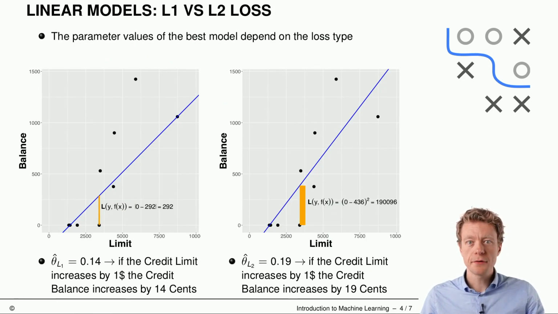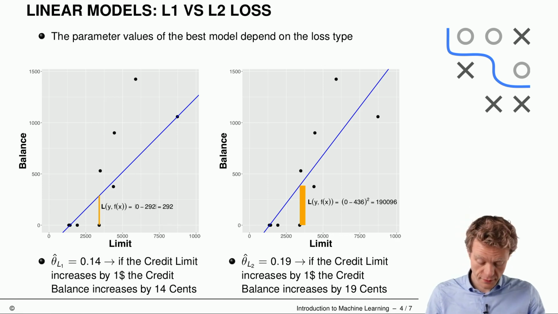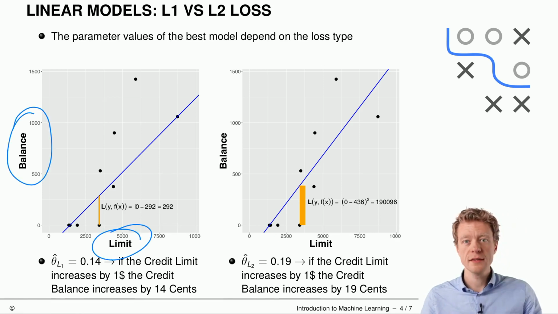Okay, let's have a further look into the differences of the L1 and L2 loss. Here we look at it from the angle of the model that we have learned with L1 and L2 loss. The important thing is that if we change L1 with L2 loss, we do not change the hypothesis space. In both cases, the hypothesis space is the space of linear functions. In each case, the optimal solution will be a linear function, in this case from limit to balance, but the exact parameters can vary between the two approaches.